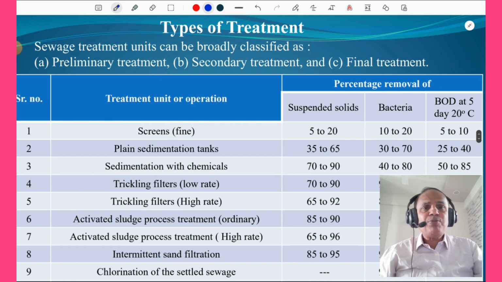Then we have to discuss the types of treatment. The sewage treatment units can be broadly classified as preliminary treatment, secondary treatment and the final treatment. One must know these three treatments: preliminary, secondary and final treatment.